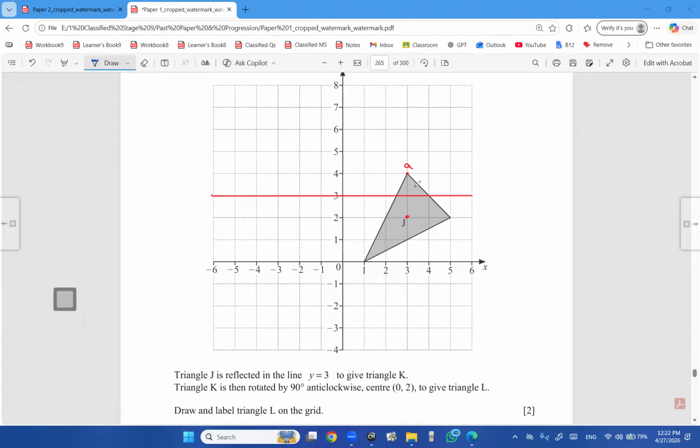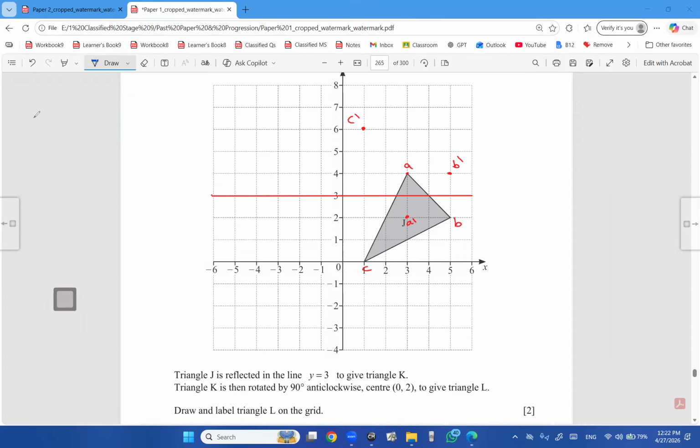So if this is A, the image of it is going to be A dash. And if this is B, where is the image of it going to be? Go one up, no, one up. Here is the image of B. And if this is C, then where is the image of C? 1, 2, 3, 1, 2, 3. Here is the image of C.